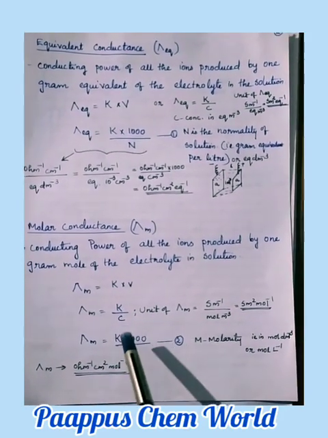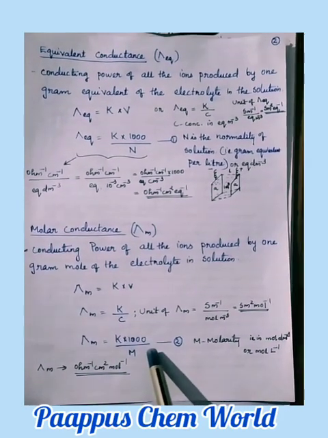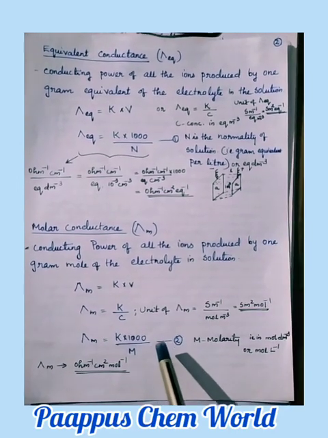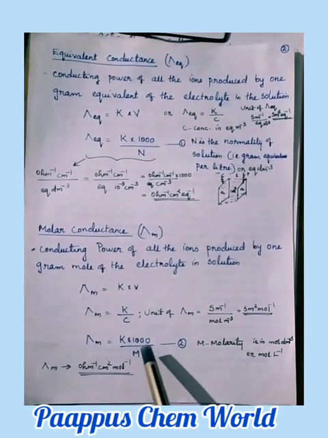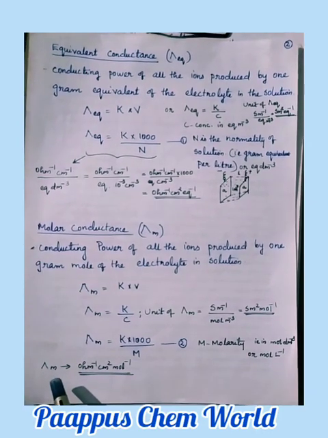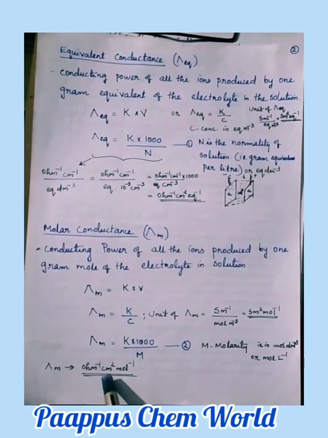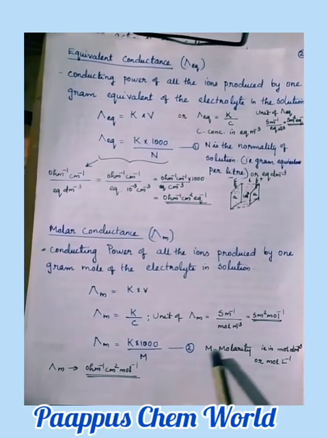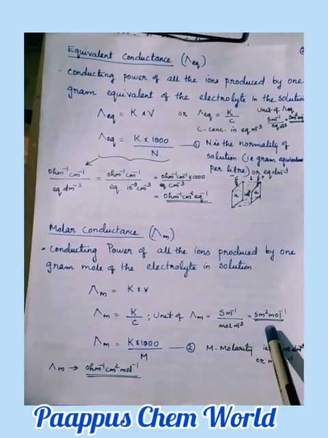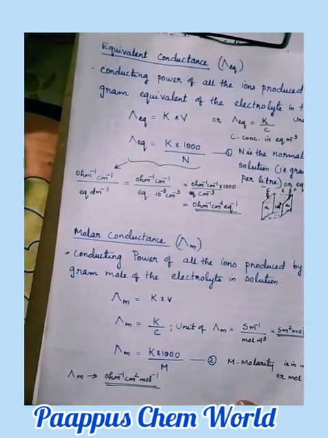If the concentration is replaced by molarity, then molarity means mole per liter. So the unit of molar conductance, lambda m, becomes ohm raised to minus 1 centimeter square mole inverse. But in the SI system, the unit is Siemens meter square mole inverse.